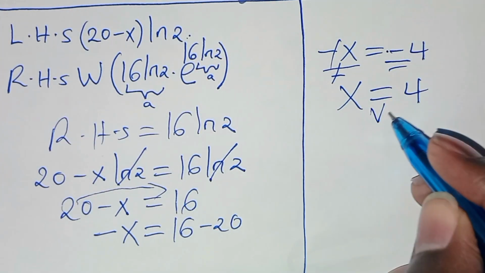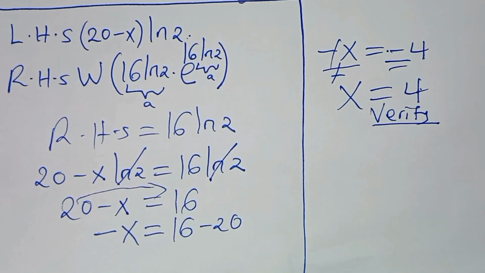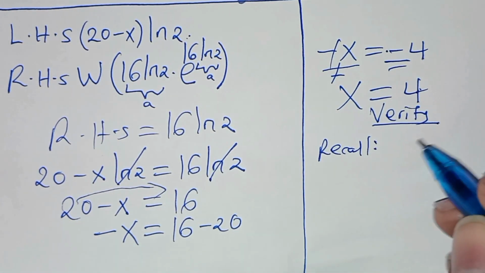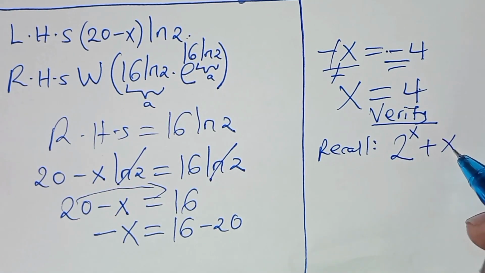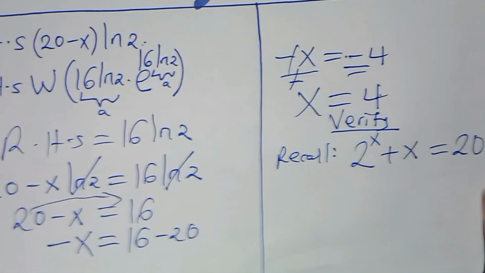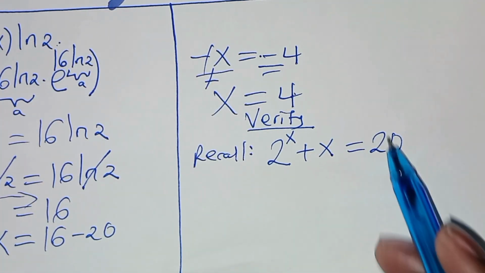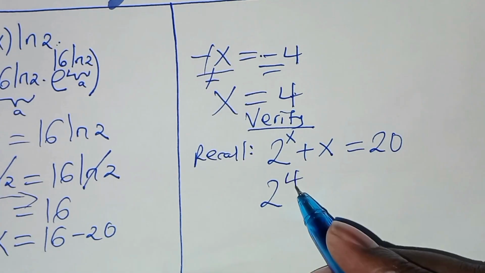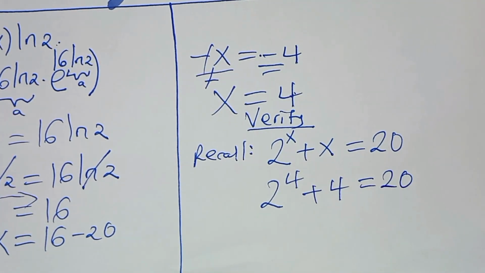So let's verify if this value of x satisfies the equation. If you recall, 2 to the power of x plus x should give us a value of 20. Let's substitute the value of x. So this is 2 to the power of 4 plus 4, which should give us a value of 20.